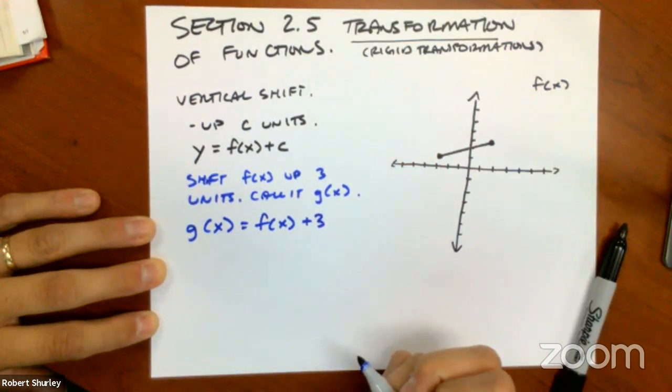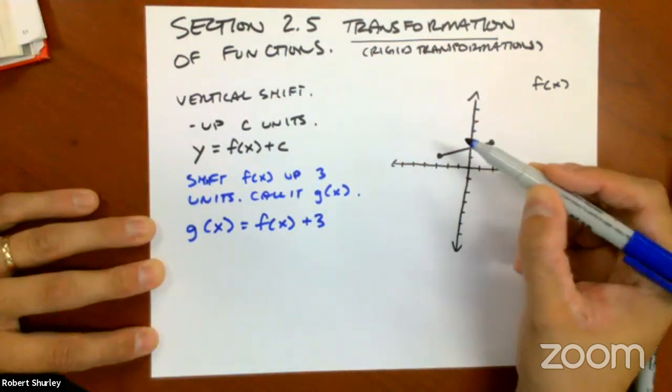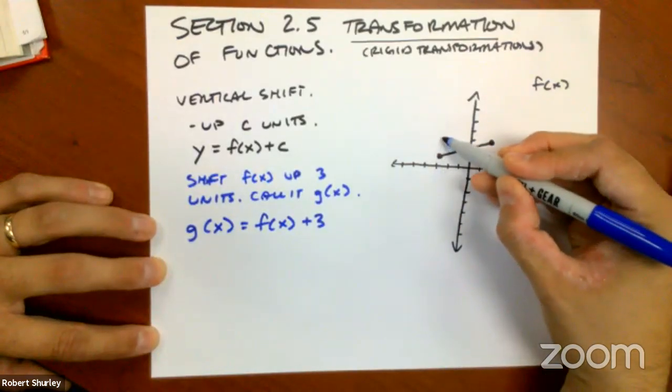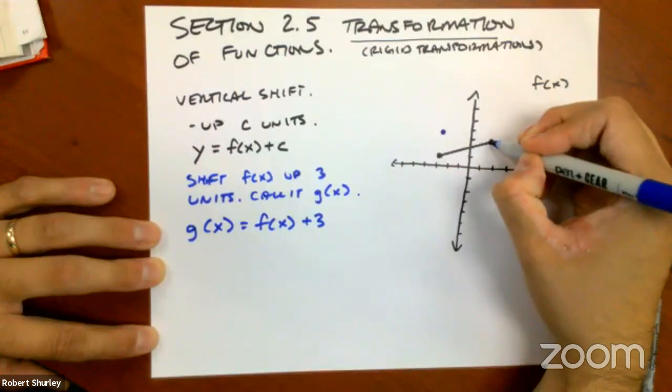plus 3. Graphically, what that means is we're going to take this function and go up 3 units. This coordinate is just going to go up 3 units, so 1, 2, 3, it'll be right there. And then this coordinate is going to go up 3 units.